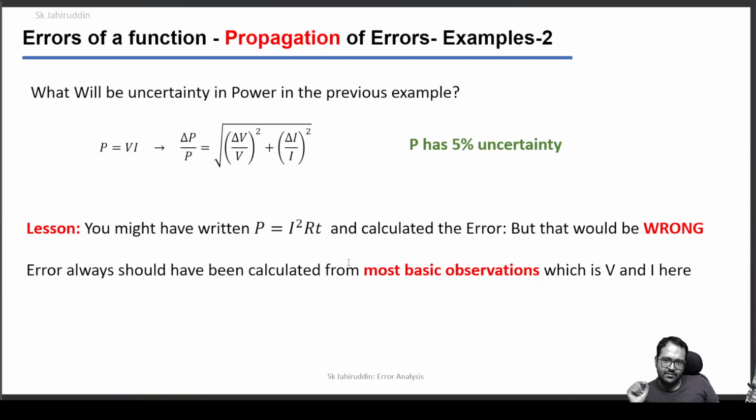The lesson is: always write the quantity with as few quantities as you can, and the most basic quantities you can. R is a derived quantity from V and I. So I don't use this formula for P when calculating the error. Rather, I use this formula. V and I are most basic.